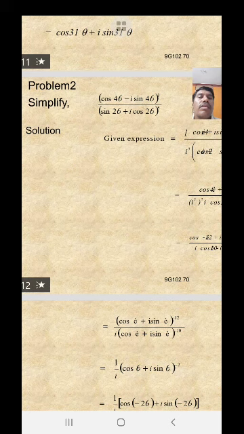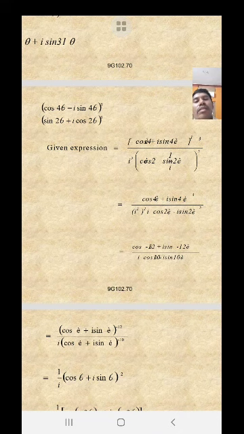Simplify (cos 4θ − i sin 4θ)³ / (sin 2θ + i cos 2θ)⁵. The solution is: here also it asks to simplify, which means we have to bring it to a short form or single term. Here the numerator and denominator are both present, so we have to get only one term, and the denominator should vanish. See how to do it, very simple, like the question above.